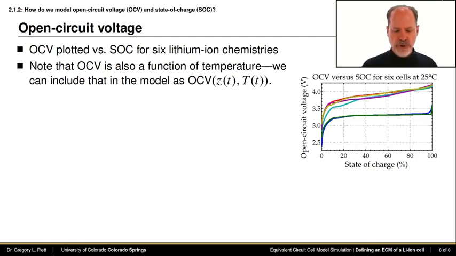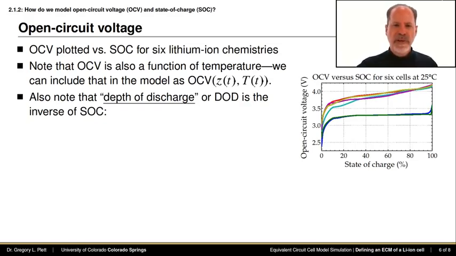This illustration shows the open circuit voltage for these different cells at room temperature, which we consider to be 25 degrees Celsius, but in fact open circuit voltage is a function of temperature as well as a function of state of charge. And so we can slightly modify the models that you've learned about in this lesson by including this temperature dependence, simply by writing open circuit voltage to be an explicit function of Z(t) and also T(t), state of charge and temperature, as functions of time.